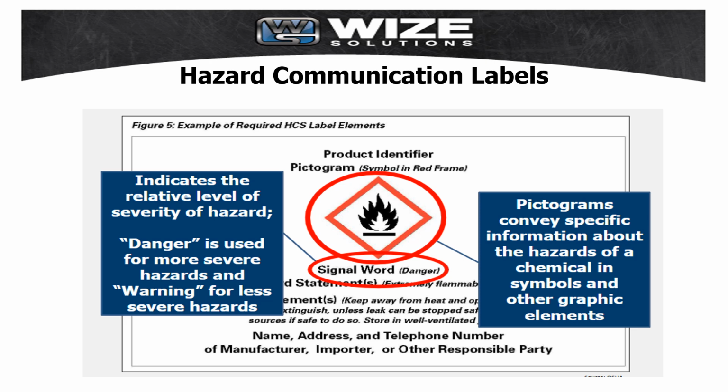A pictogram is a composition that may include a symbol plus other graphic elements such as a border, background pattern, or color that is intended to convey specific information about the hazards of a chemical. Eight pictograms are designated under this standard for application to a hazard category. Under HazCom 2012, pictograms are black symbols on a white background with a red diamond border.